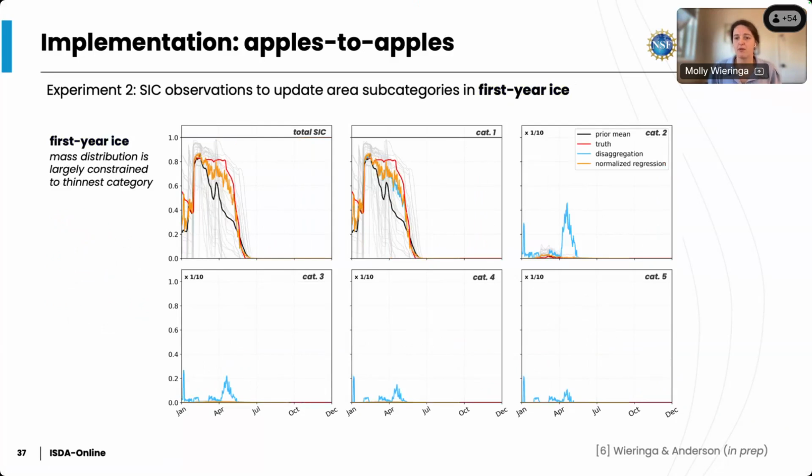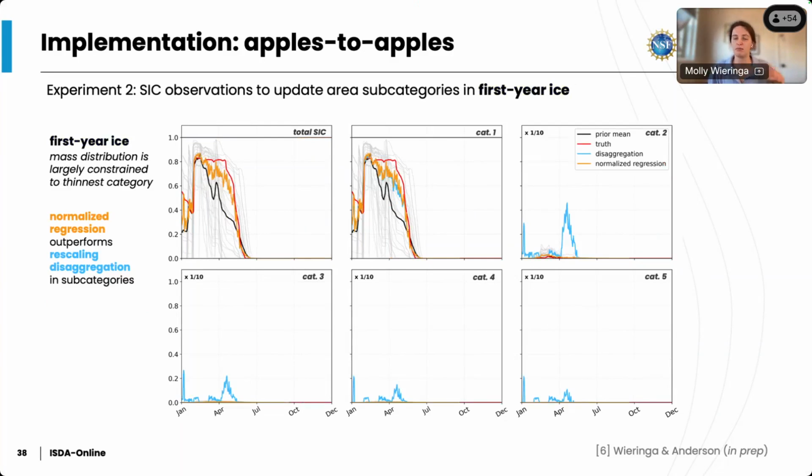In the second experiment, we compared our new method to disaggregation in first-year ice, where the vast majority of the ice is in just one thin category. And here we note that normalized regression outperforms disaggregation in all subcategories, though they perform similarly if you look at total sea ice concentration in the upper left.